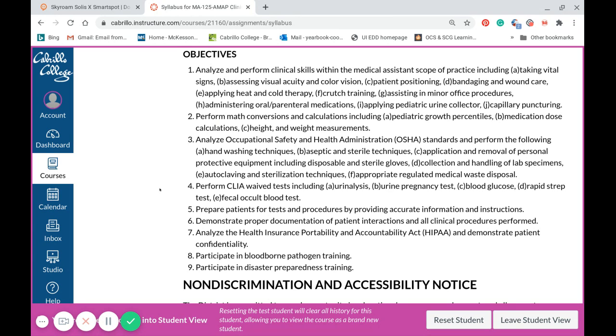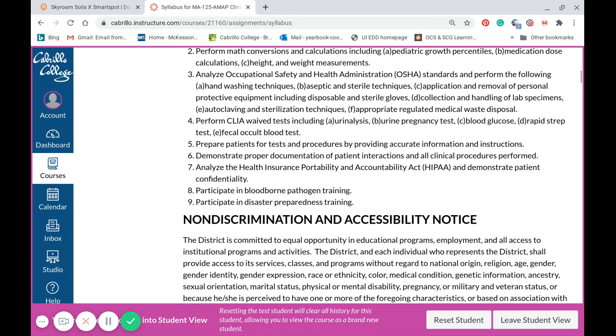We're going to perform CLIA-waived tests, including a urinalysis, urine pregnancy test, blood glucose test, rapid strep test, and fecal occult blood test. We're going to learn how to prepare our patients for tests and procedures by providing accurate information and instructions and using proper documentation of our patient interactions and all clinical procedures performed. We're going to analyze the HIPAA Act and demonstrate patient confidentiality. We're going to do bloodborne pathogen training and also disaster preparedness training.